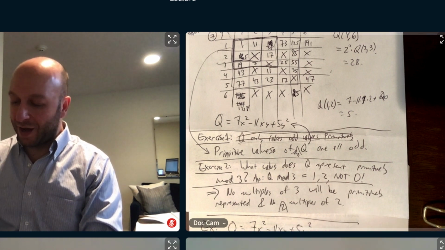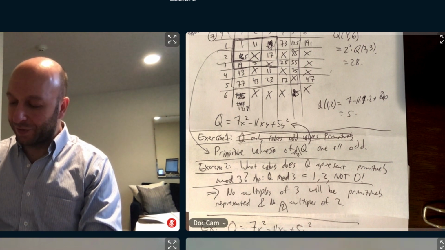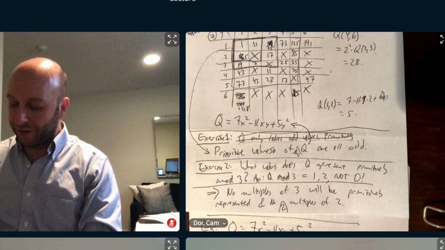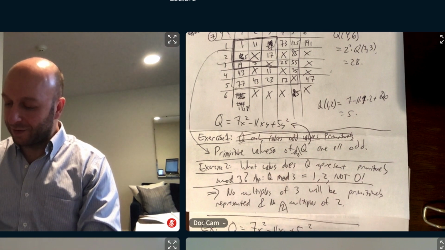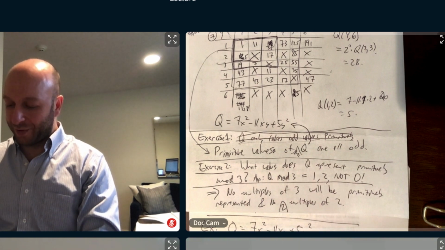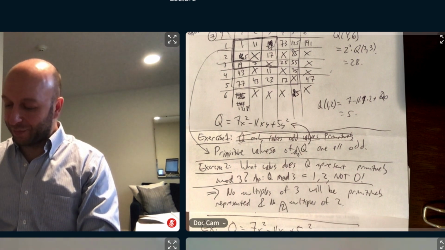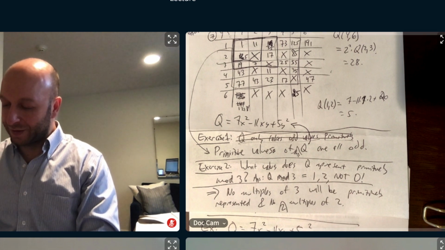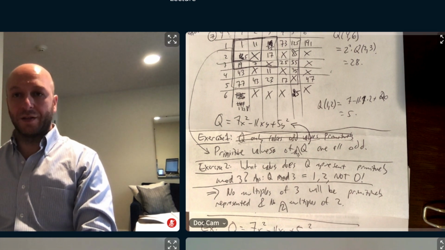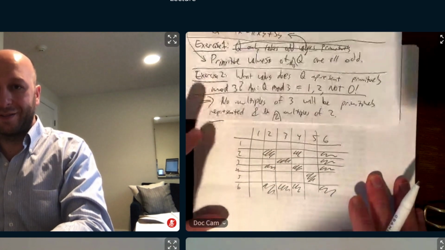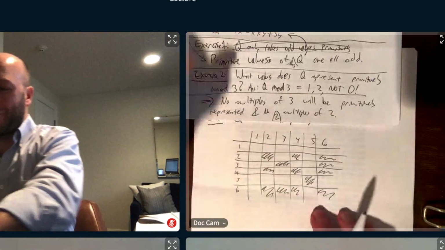We threw out the non-primitive points because those aren't interesting. We can learn those values from other values. Where else are we non-primitive? 3 and 6. 4 and 6 is not primitive. Oh, I'm writing and you can't see what I'm writing. All I want to do is reproduce this picture.